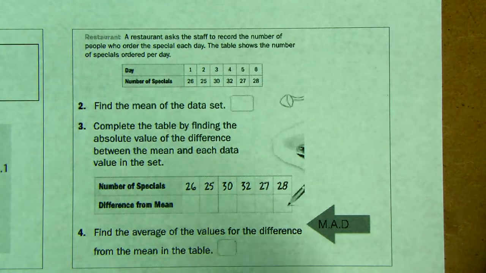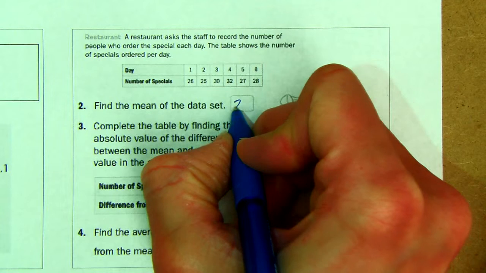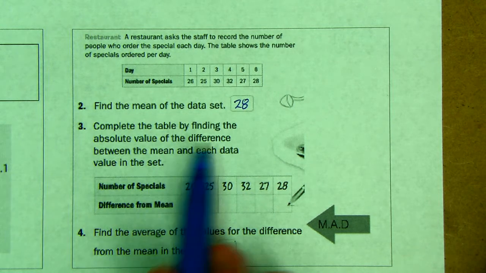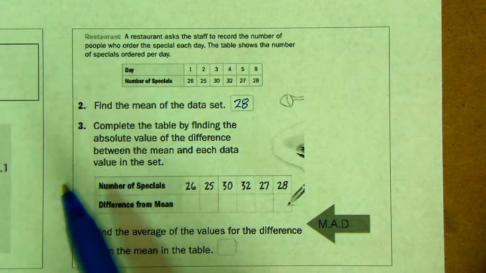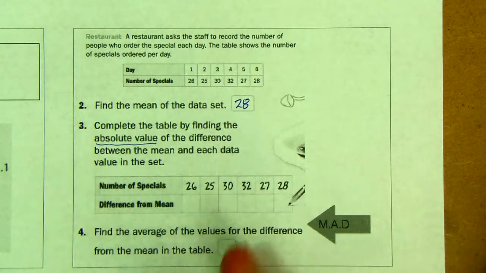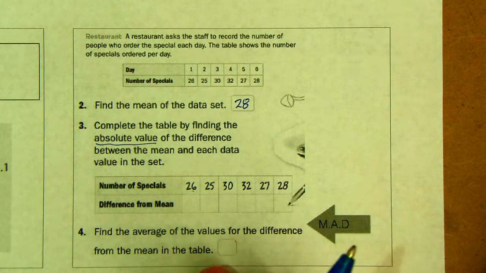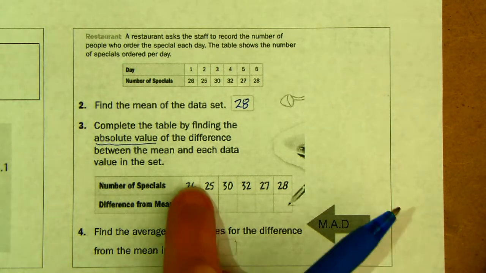Then we're going to take this table and find the difference, so finding the absolute value. I don't care if it's positive or negative. I don't care if my number is higher than the mean or lower than the mean. I just want to know how far away from the mean it is. I need a positive answer. So how far away? 28 is our mean. How far are each of these numbers away from 28?